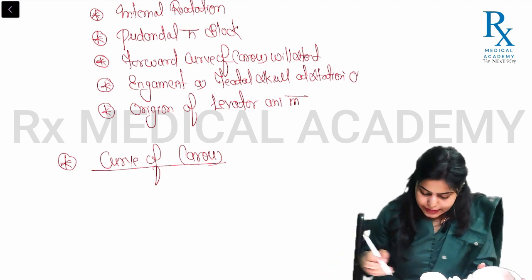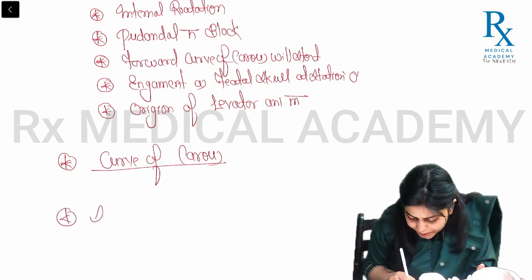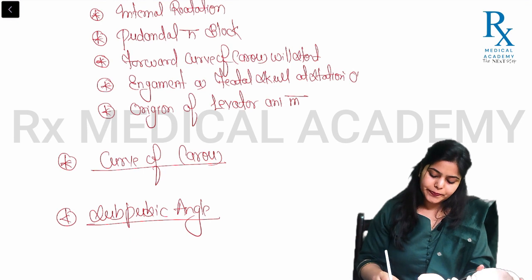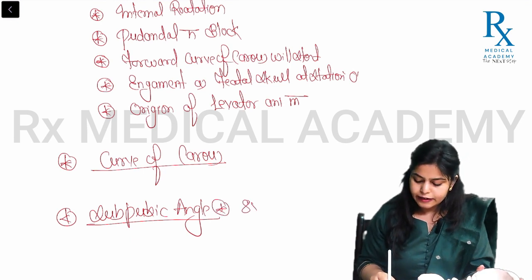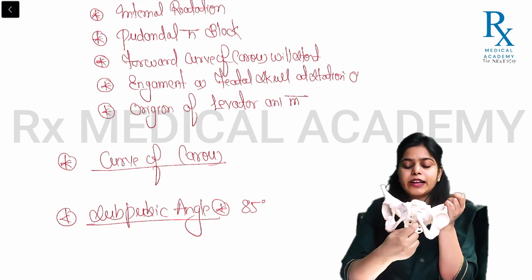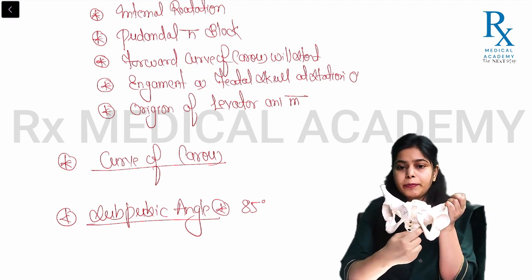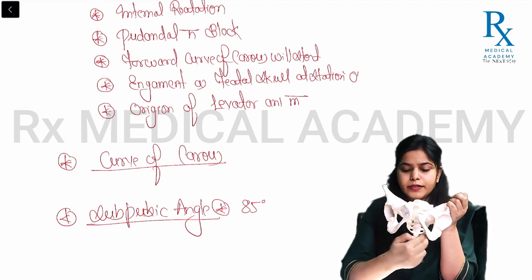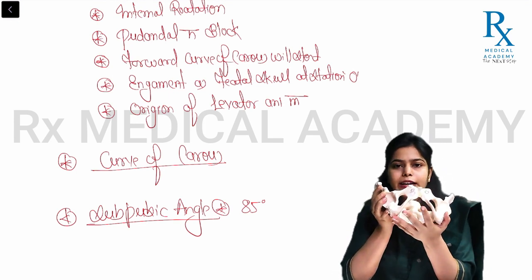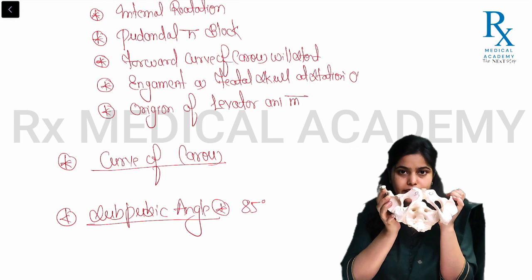One more thing is subpubic angle. As the name indicates, it is 85 degree. This is formed between two inferior rami of the pubic bone. Okay. ये जो pelvic outlet है, इसी के थ्रू बेबी का हेड आता है.